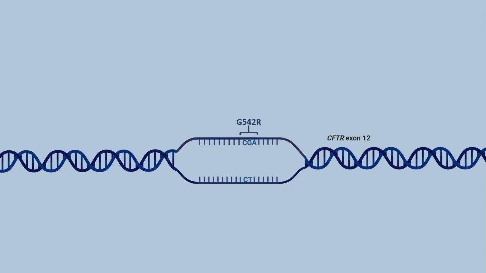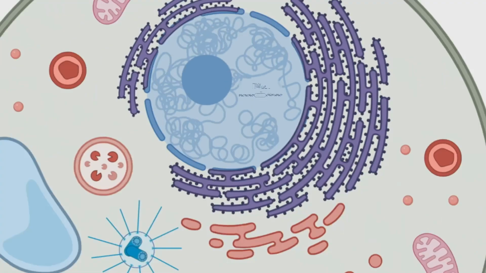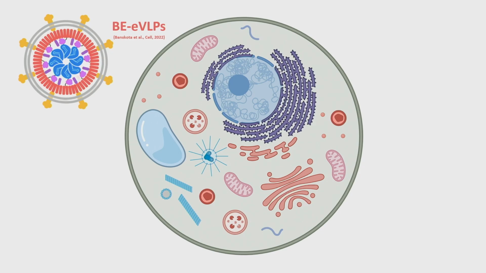session. But so why? Why did we choose adenine base editing if we're not restoring the wild-type sequence? So base editing is highly efficient, also in non-replicating cells, so also in fully differentiated cells. It has a minimal risk of insertions or deletions formation that can cause the disruption of the sequence, and it has minimal packaging requirements. So for packaging, we use the EVLPs that Ariel presented 30 minutes ago, but our EVLPs do not have any template. Again, we only need the editor and the gRNA.